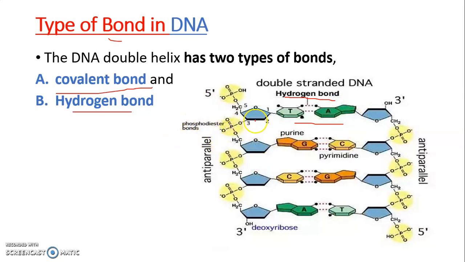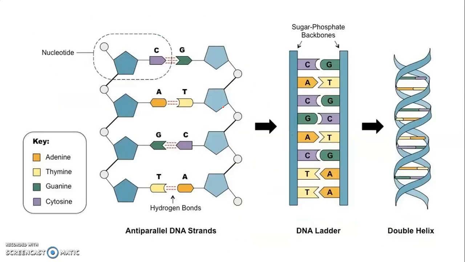The bond between the 3 carbon of the pentose sugar, which is connected with the phosphate molecule, and this phosphate molecule is connected with the 4 carbon of the next pentose sugar ring by one specific bond. This bond is the phosphodiester bond, and that makes one system. It's called the DNA.